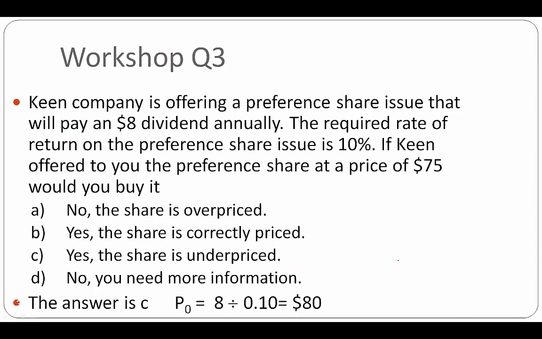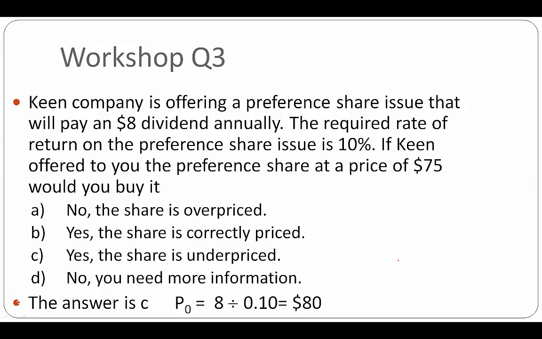Okay, so that was a somewhat complex one. Now let's do something a little bit simpler. Keen Company's offering a preference share issue. Okay, so remember, constant preference dividend, $8 annually. The required rate of return on the preference share issue is 10%. If Keen offered to you the preference share at a price of $75, would you buy it?